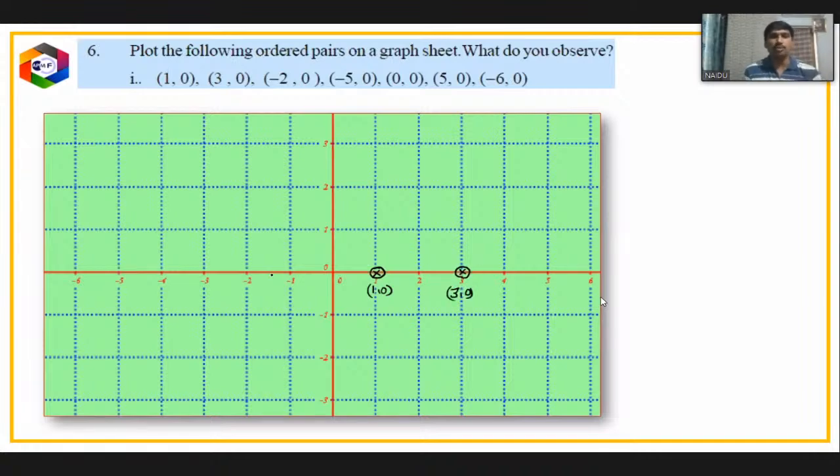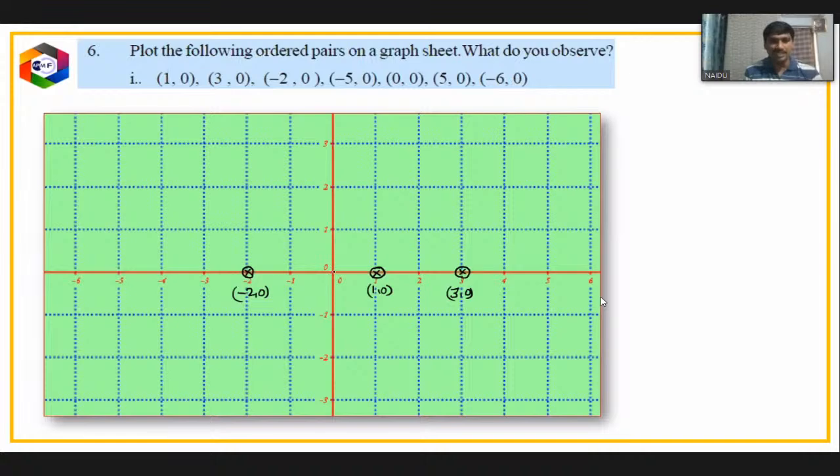And minus 2, 0. So negative direction of x-axis. That means from here we have to move this side here, and there is no y distance. So this should be the final point. So minus 2 comma 0 and minus 5 comma 0.